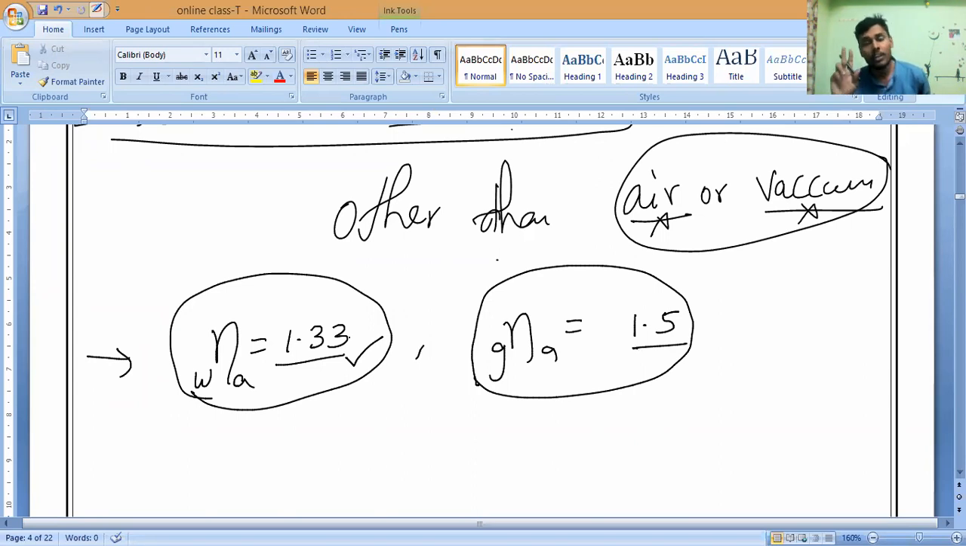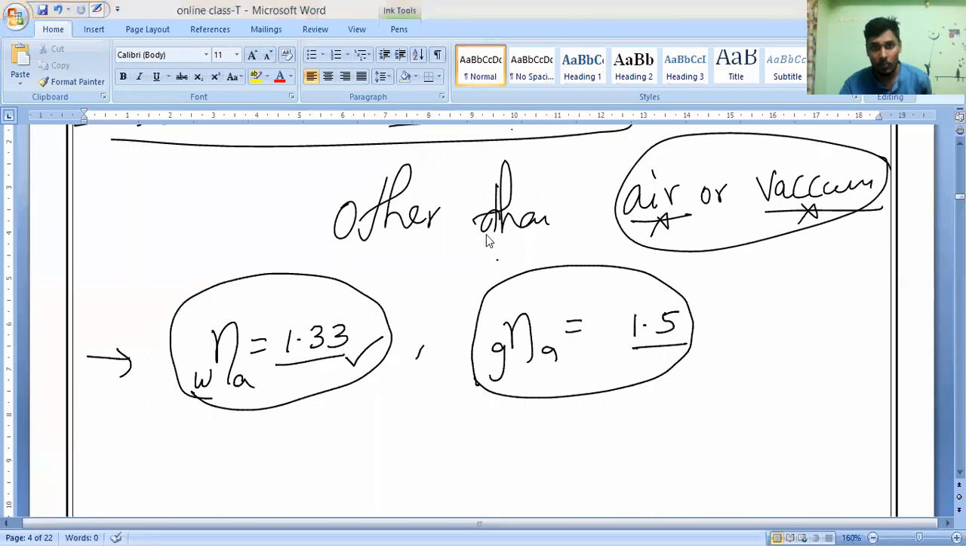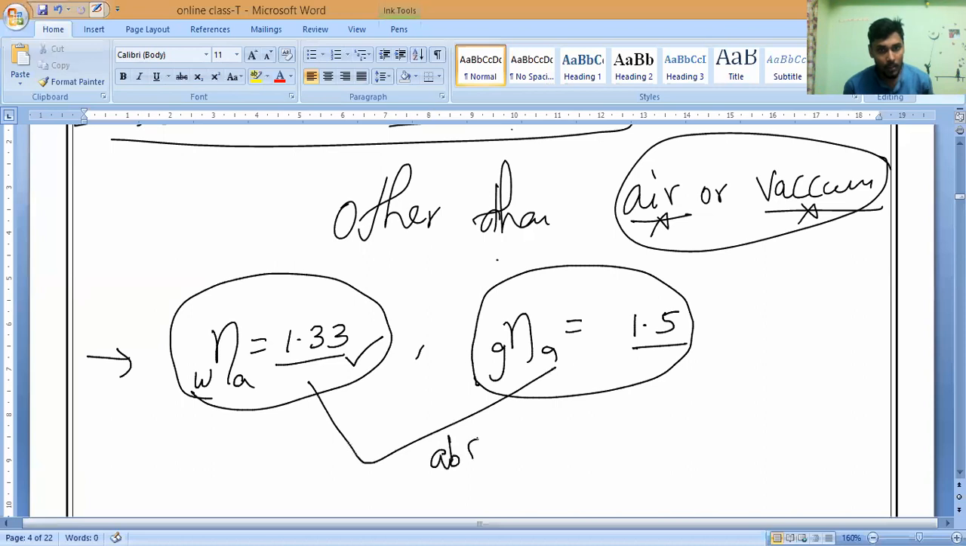Now, in the question, write the question first, then only you people can understand. Refractive index of water is 1.33 and the refractive index of glass is 1.5. Simply I am saying these statements, they are absolute refractive index. That is how to remember it.